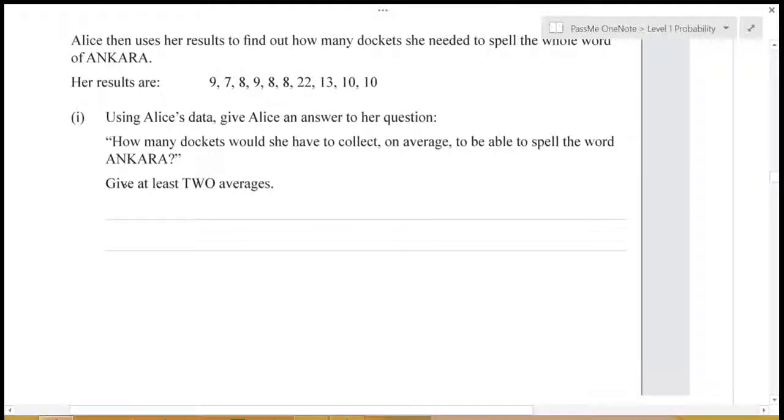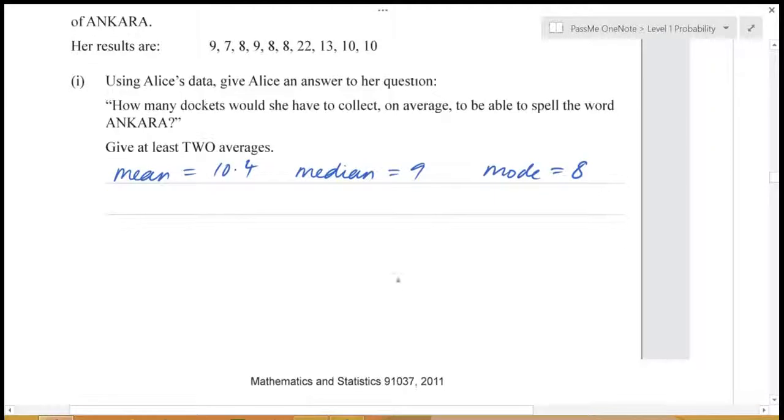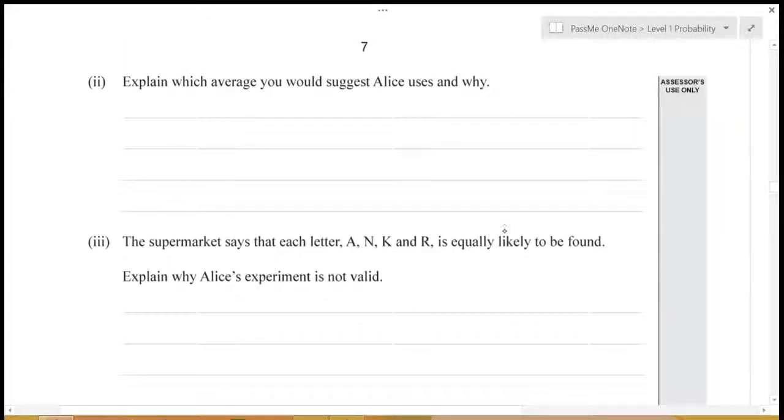Well, look, we've got the mean average where we just add them all up and divide them by the total. That gives you 10.4, I think. I'll just check on that. Yep. You've also got the median. So the median for this one, the middle amount is 9. And you've also got the mode, which is 8. And that's answering the question because we've given those averages.